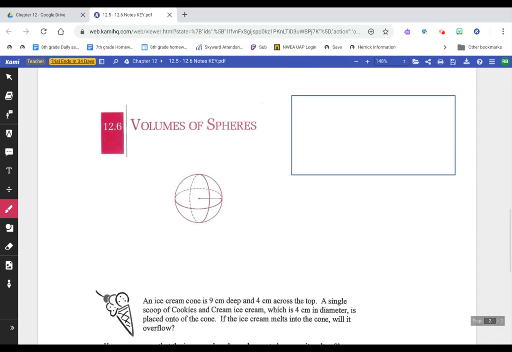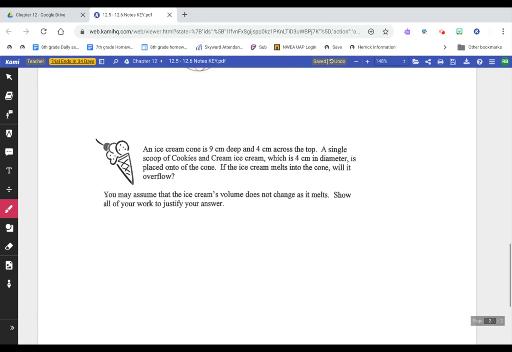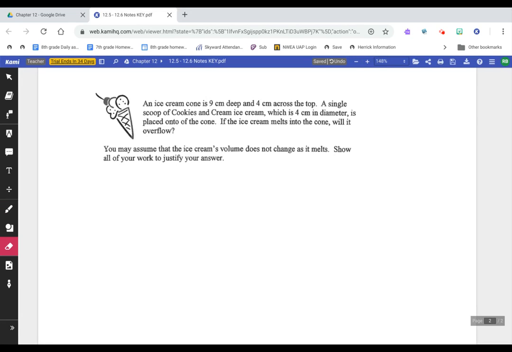Section 12.6 deals with the volume of a sphere, and the volume of a sphere is equal to 4/3 pi r cubed, where r is your radius, and a sphere is just a three-dimensional circle. It's a basketball or baseball. Okay, so we are going to use this volume when talking about an ice cream cone. We have an ice cream cone. It is 9 centimeters deep.